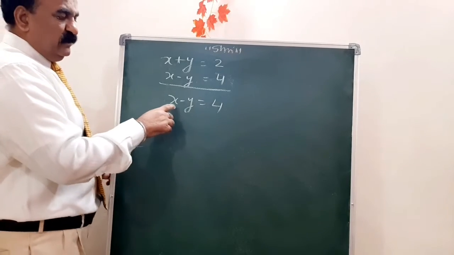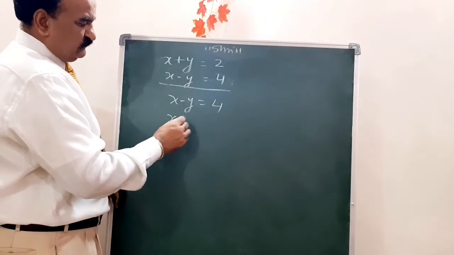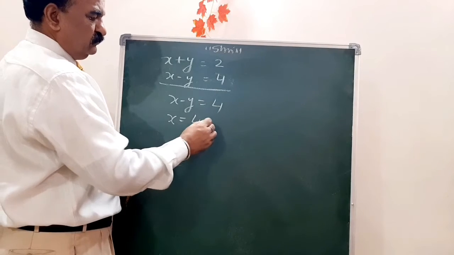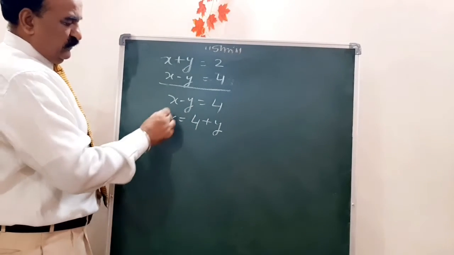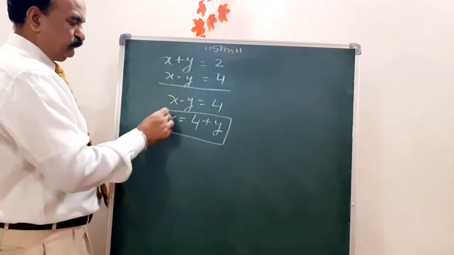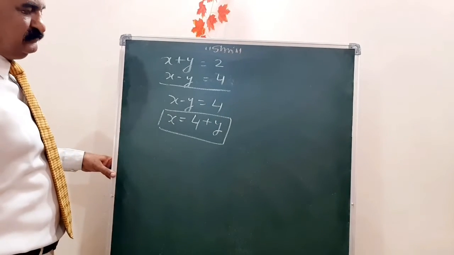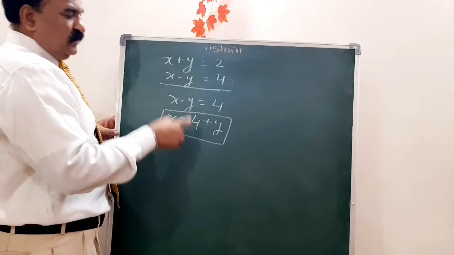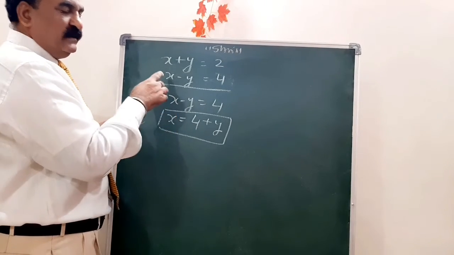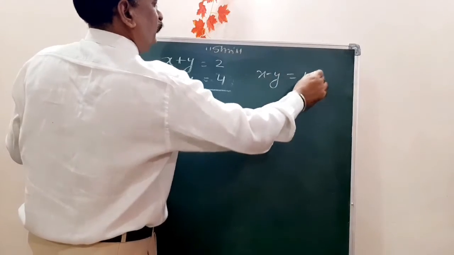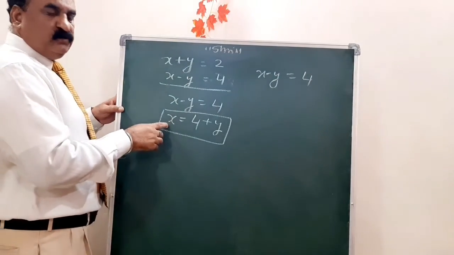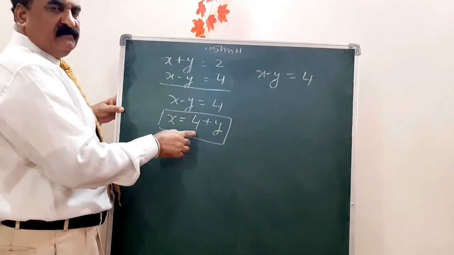Now you can find the value of x. X is equal to 4, transfer minus y on this side, plus y. So x is equal to 4 plus y. This is the value of x. Now put this value of x in another equation. X minus y is equal to 4. In place of x you can put 4 plus y.